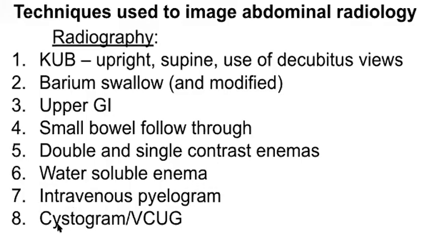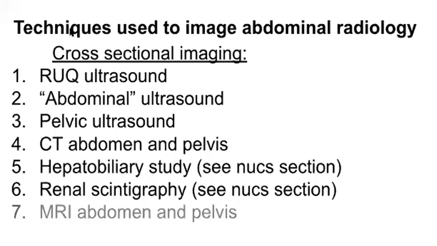A cystogram is just the evaluation of the bladder, in contrast to voiding cystourethrogram, where we have both the evaluation of the bladder as well as the urethra as the patient voids. This is the summary of techniques used in abdominal radiology, specifically focusing on radiography. Next, we will talk about techniques specifically involving cross-sectional imaging used for abdominal radiology.